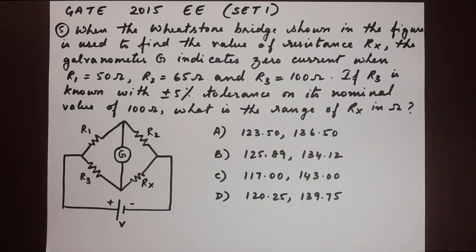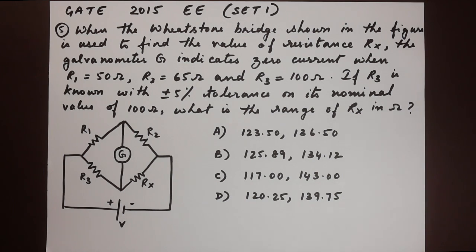Here's the next question, number 5. When the Wheatstone bridge shown in the figure is used to find the value of resistance Rx, the galvanometer G indicates zero current when R1 is 50, R2 is 65 and R3 is 100 ohms. If R3 is known with plus or minus 5% tolerance on its nominal value of 100 ohms, what is the range of Rx in ohms?